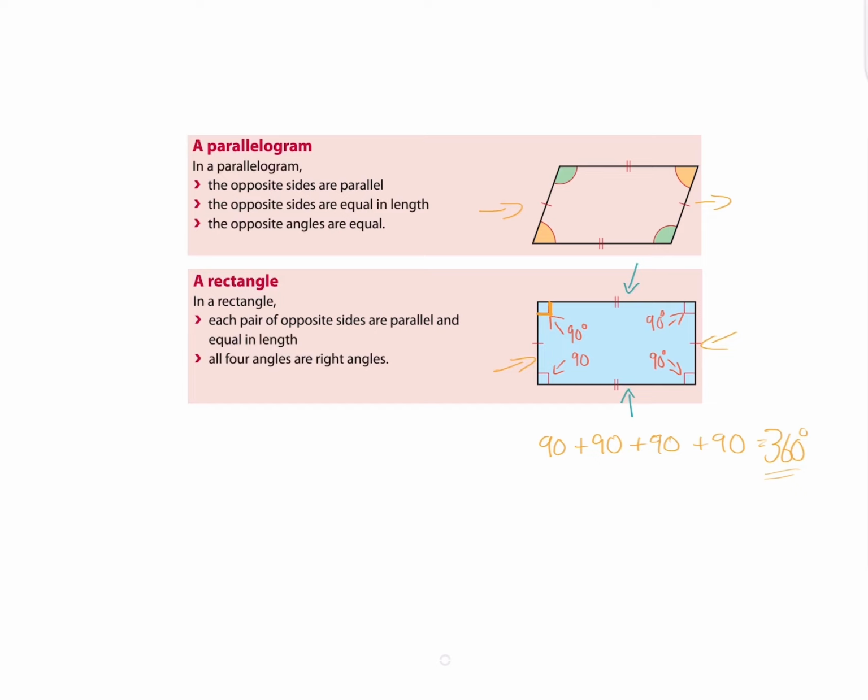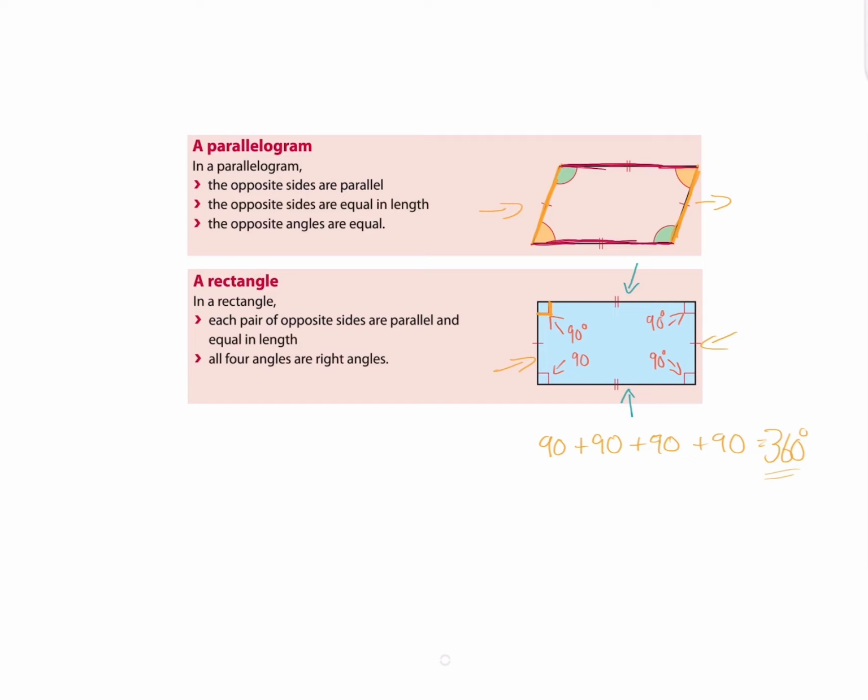Now, a parallelogram, the left-hand side and the right-hand side, I'm going to color them in yellow. This side here and this side here, they are the same length. And then you have the top side and you have the bottom side, and they are also the same length. Okay? So it's just like a rectangle. The left-hand side, right-hand side, both the same length. Top and bottom, both the same length.